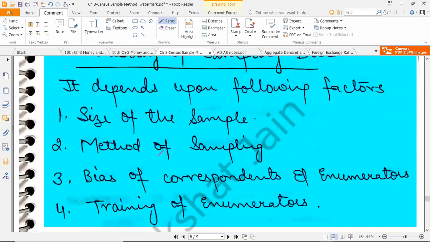Similarly, second, the method of sampling. If we are choosing systematic sampling, then reliability is going to be more, and if we are choosing random sampling, then the reliability is going to be less. It also depends upon the biasness of correspondents and enumerators. If the correspondents and enumerators are biased, then the sampling data is less reliable, and if they are not biased, then it is more reliable. Also, training of enumerators is an important factor. If enumerators are trained, then the sampling reliability would be more, otherwise vice versa.